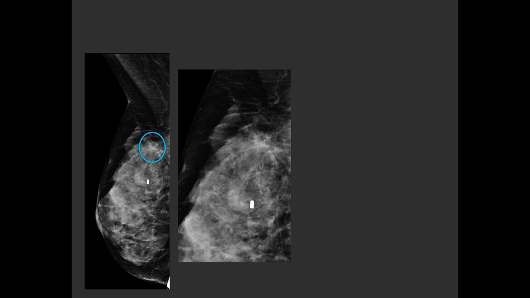Moving on to another example. This is a right MLO view obtained at the time of screening, and there is an area of increased density in the superior breast as indicated by the blue circle. And here's the same image just blown up so you can see the detail a little better. There was no correlate seen on the CC in this patient, and she was brought back for additional views.